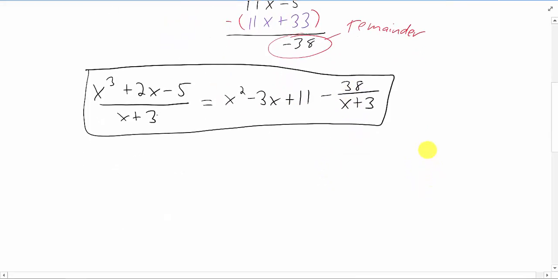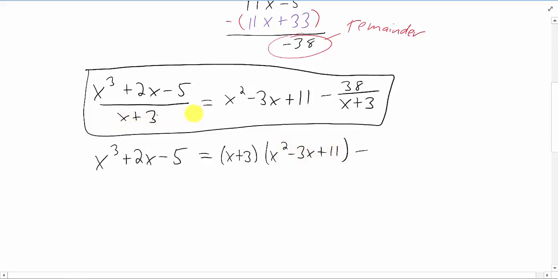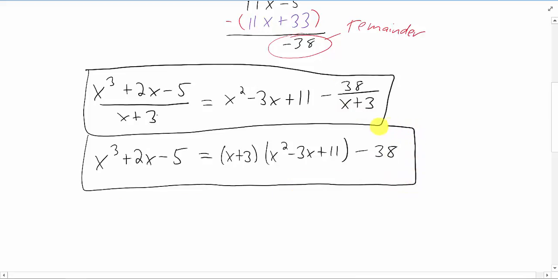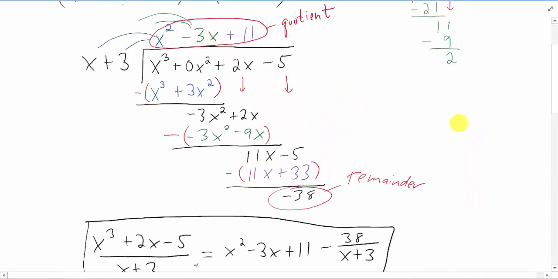I do want to show you one more way to write this, because if we think of multiplying both sides of this equation up here by this x plus 3, what's going to happen is you're going to have the x plus 3 times that quadratic, the x squared minus 3x plus 11. And if you take that x plus 3 and multiply it times this term right here, the x plus 3's cancel and you're just left with the remainder. This is another way to write out what we just did. Now I know for sure that there's one homework problem that asks you to write out your answer like this, and there's another homework problem that asks you to write your answer out like that. Okay, that's the basic process of polynomial long division.